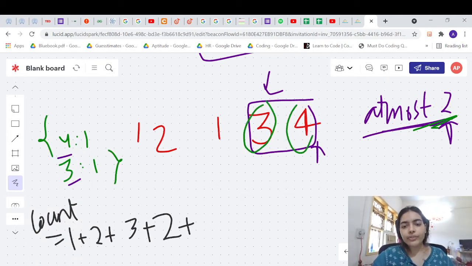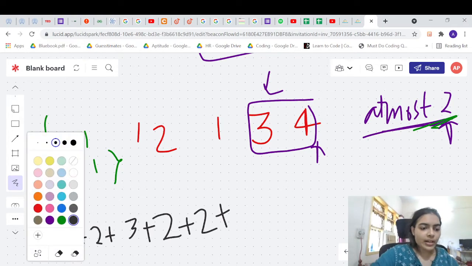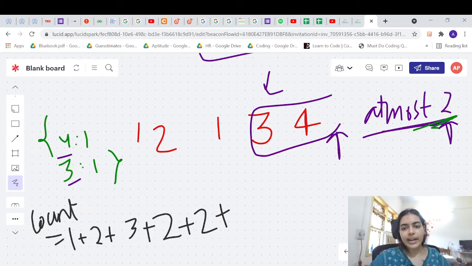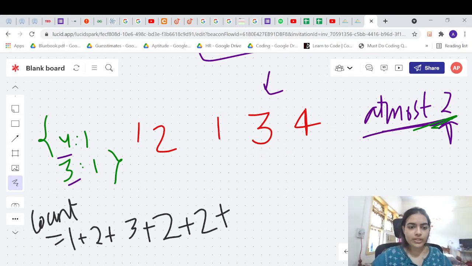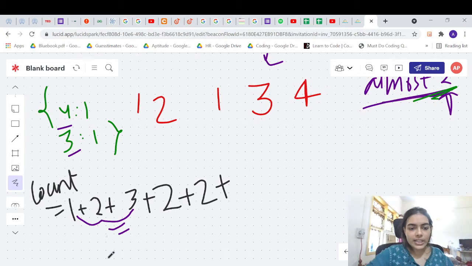So now you have two subarrays which are acceptable, right? Because they are at most 2 distinct integers. So you can improve, you can increase your count. Now we will try to expand the array. Once we try to expand our sliding window, this is going out of bounds. So this will be our final answer. What is that? 1 plus 2 is 3, 3 plus 3 is 6, 6 plus 2 is 8, 8 plus 2 is 10. So your answer is 10.